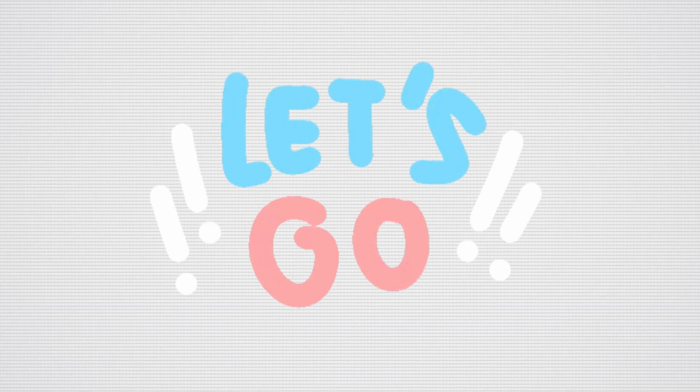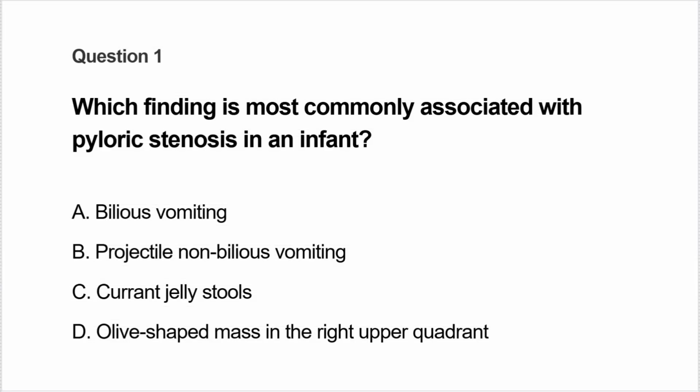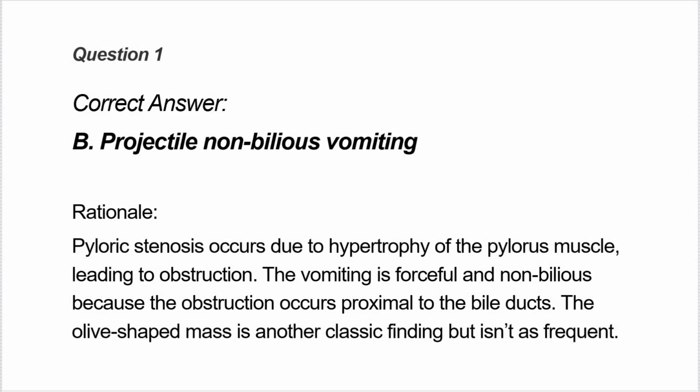Let's get started. Question 1. Which finding is most commonly associated with pyloric stenosis in an infant? A. Bilious vomiting. B. Projectile non-bilious vomiting. C. Currant jelly stools. D. Olive-shaped mass in the right upper quadrant. Correct answer, B. Projectile non-bilious vomiting.